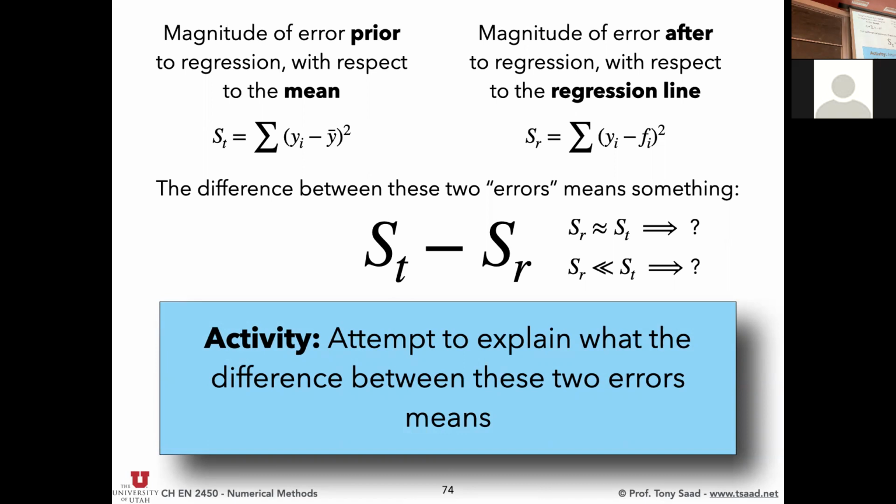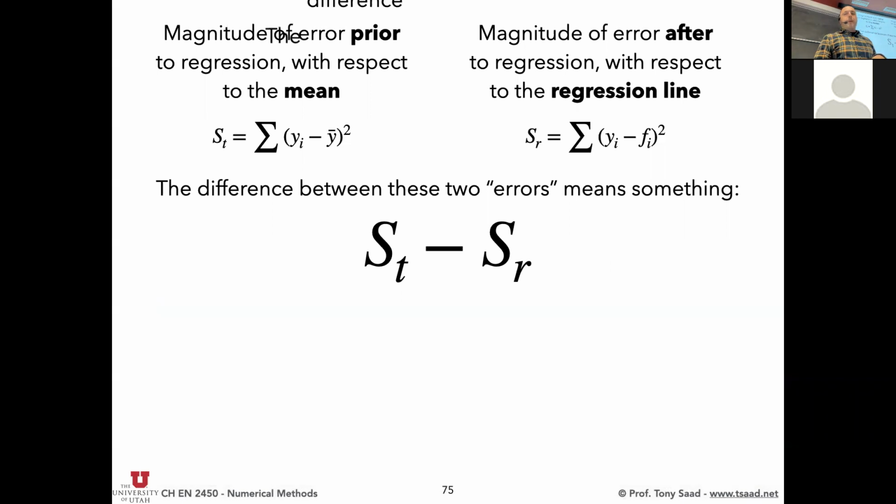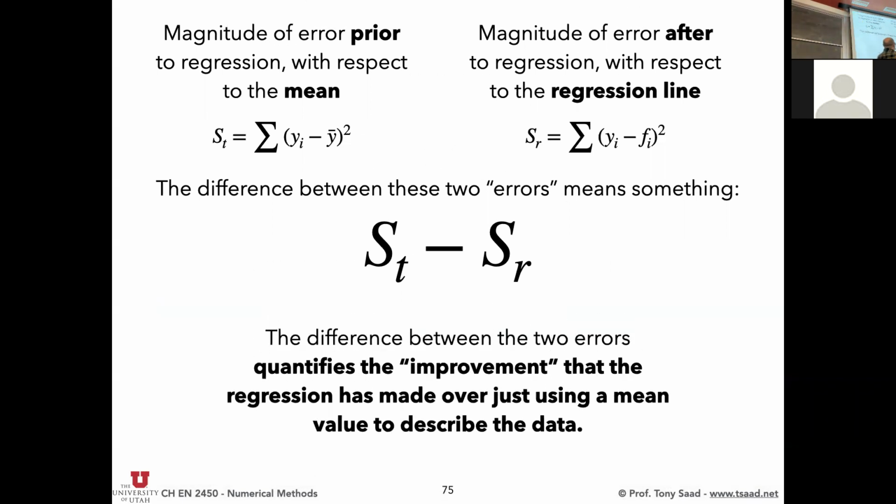Whereas if your error after regression is smaller than your error prior to regression with respect to the mean, remember, we always treat the mean as our gold standard reference, then you have improved on using the mean value as a model for your data, okay? The other case doesn't exist, when SR is greater than ST, because by definition, the worst case for regression is going to give you something comparable to the mean value. It's supposed to improve your model of the data. So that difference technically quantifies the improvement that the regression has made over just using a mean value to describe the data.